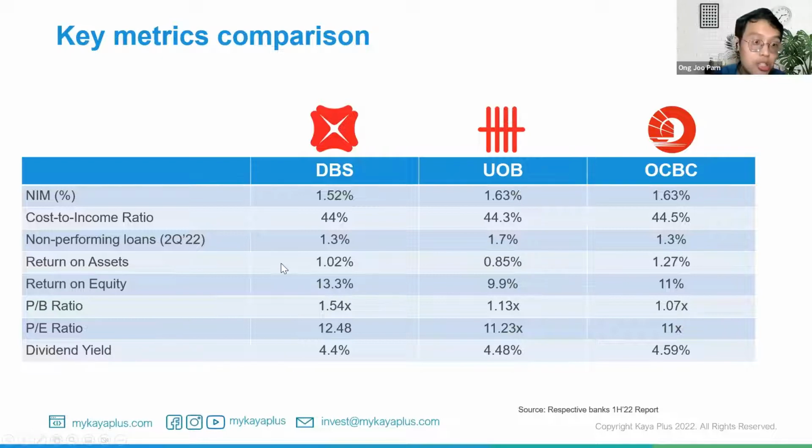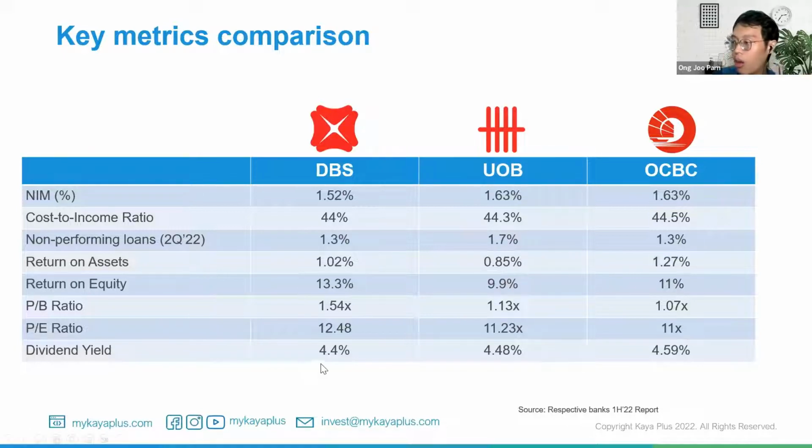And then the efficiency of the banks running the businesses, right? The return on assets, roughly 1.02% for DBS, 0.85% for UOB, OCBC coming in at 1.27%. Next, the return on equity of the banks, highest among all three will be DBS at 13%, second in place OCBC at 11%, and UOB at 10%. Then only you go to the valuation part, the PB, the PE, and also dividend yield.